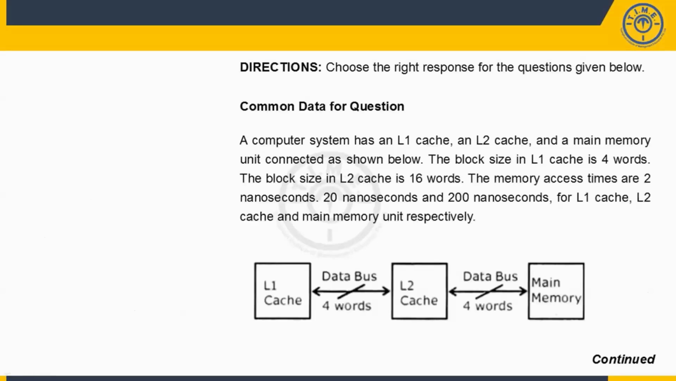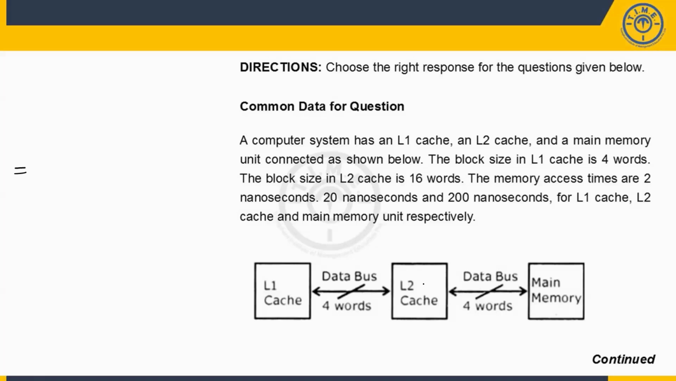And there's a corresponding follow-up question: if there is a miss in both L1 and L2, initially a block will get transferred from main memory to L2 and then from L2 to L1. What is the total time required for this transfer? It also is very simple. Initially, we need to calculate the transfer time, that is, the time required to transfer from main memory to L2.